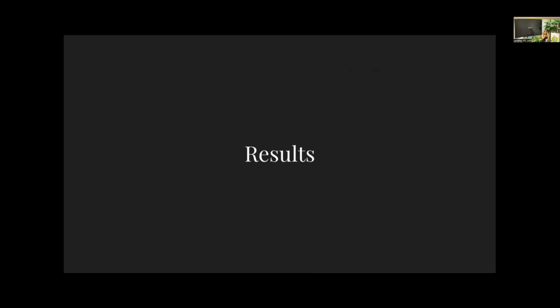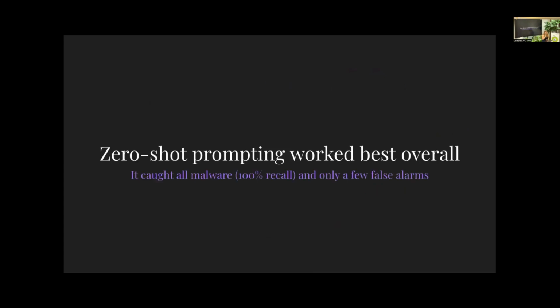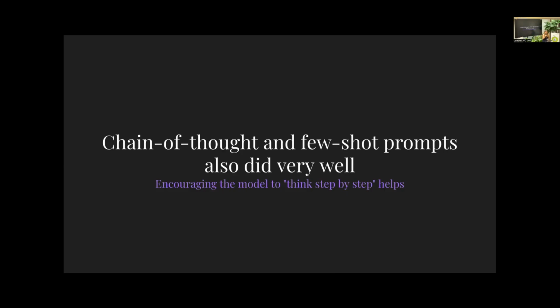So now let's finally talk about the results. I found that zero-shot prompting actually worked really well overall. It caught all malware, and it only had few false alarms. So it only thought that it was a malware a couple of times, when it was actually a benign sample. Chain of thought and few-shot prompts also did very well, which means that if we give the model some additional context or steps, it actually helps it.